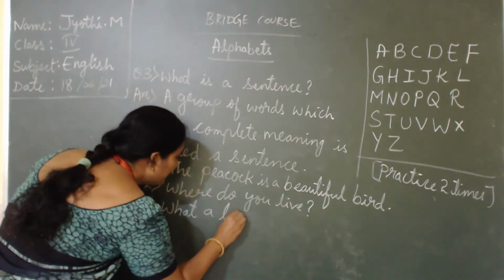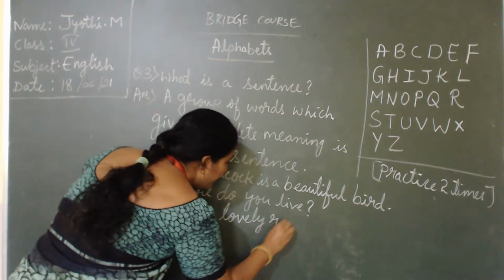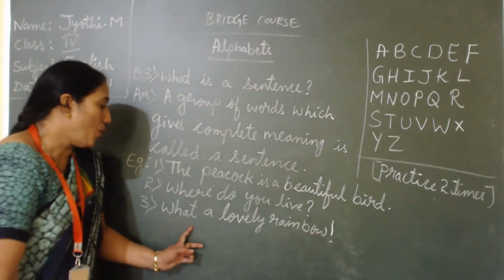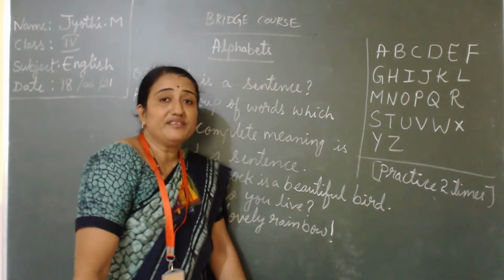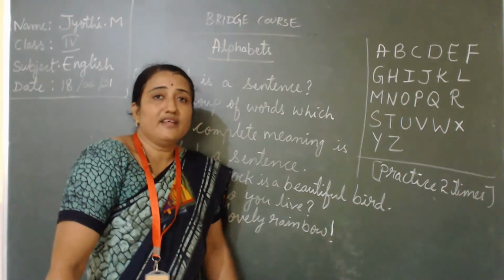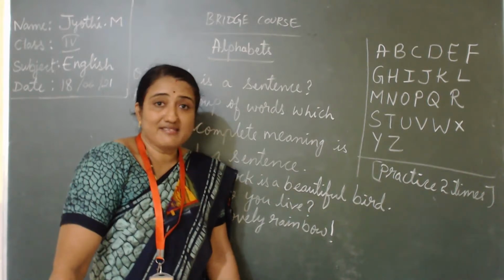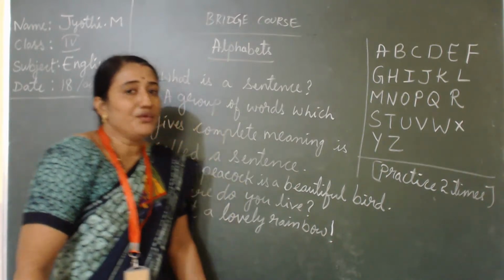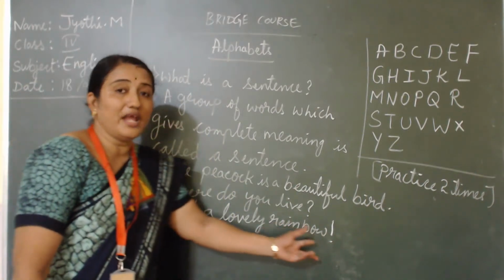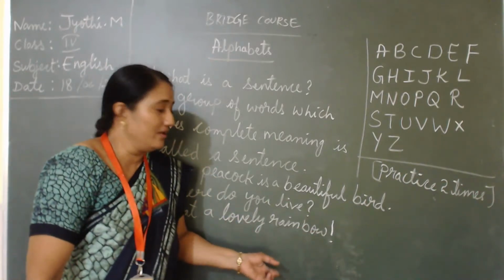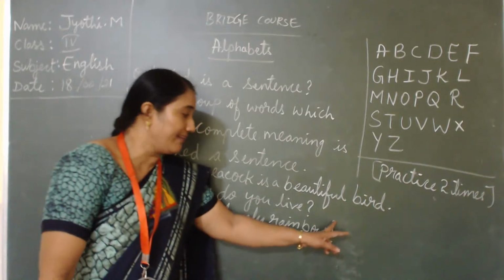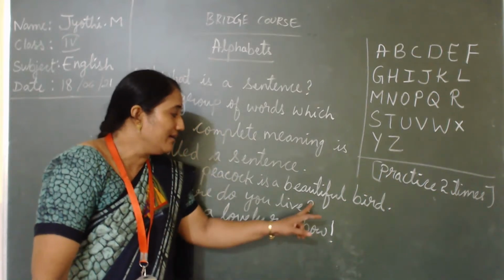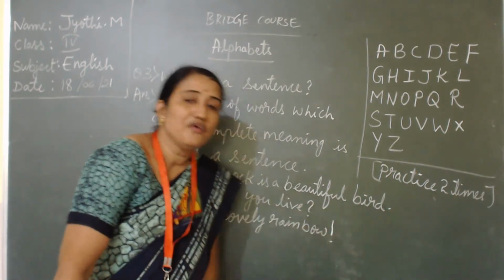What a lovely rainbow. See, what a lovely rainbow. During the rainy season, when the rain is falling on the ground and the sun is there in the sky, what happens? The raindrops fall in the sunlight and you can see the rainbow. When you see it, you say, what a lovely rainbow. You are expressing your feeling there. So when you express a feeling, you put an exclamation mark. This is like one line and a dot. This is an exclamation mark. Here comes the question mark. Here comes the full stop.